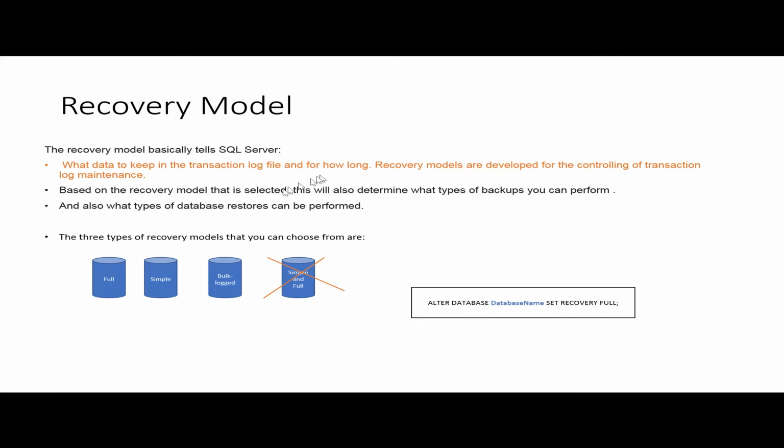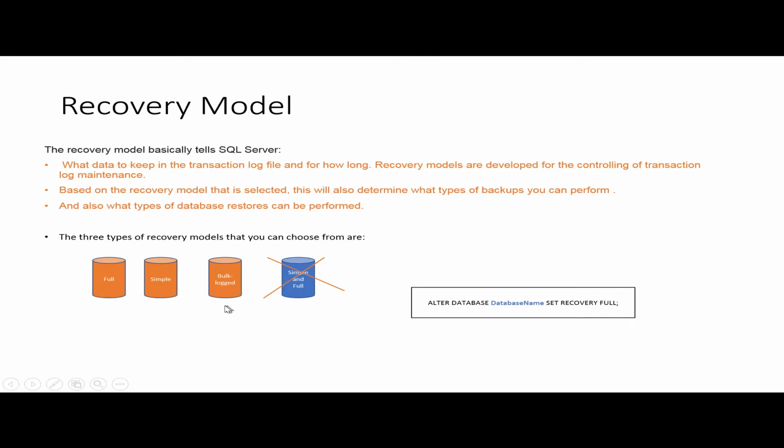Because of the recovery model, the type of backup we can perform is determined. It is the recovery model which tells us that this type of backups we can perform. And also the recovery model tells the SQL Server which type of database restore can be performed. SQL Server has three kinds of recovery model. It can be a full recovery model, a simple recovery model, or a bulk logged recovery model. We can choose for our database any one of these available recovery models.